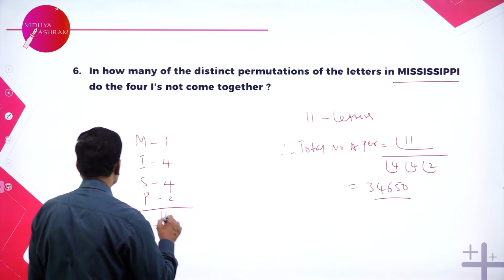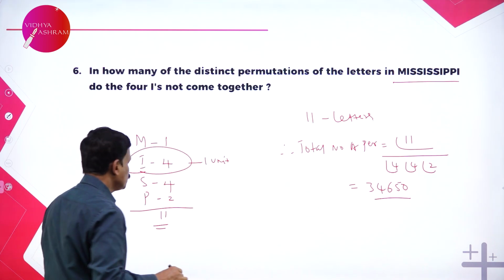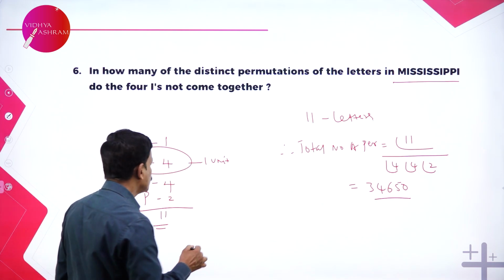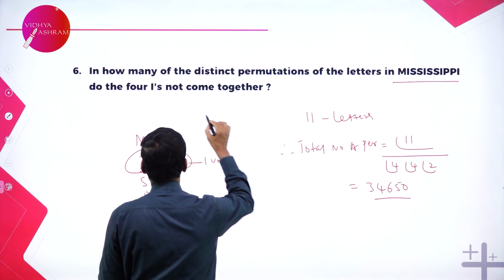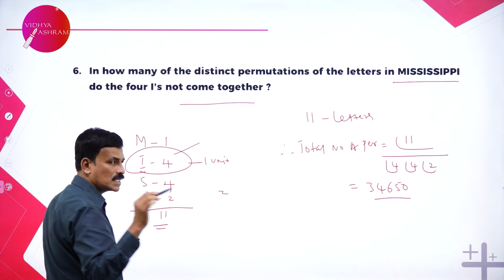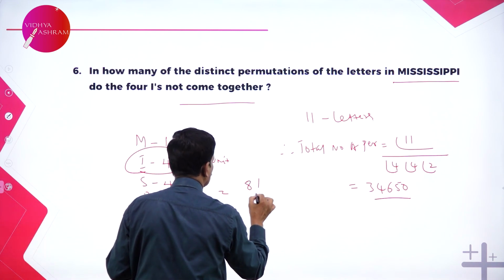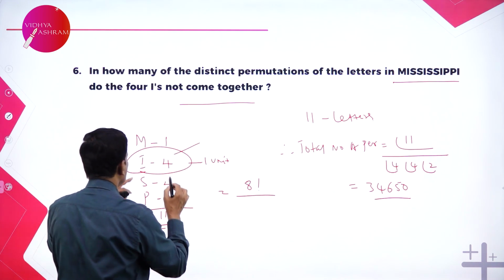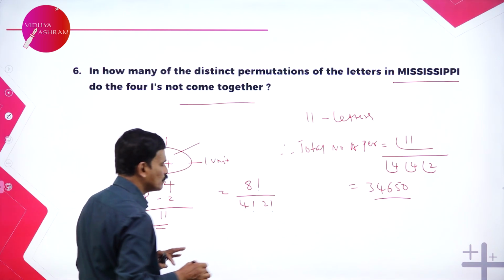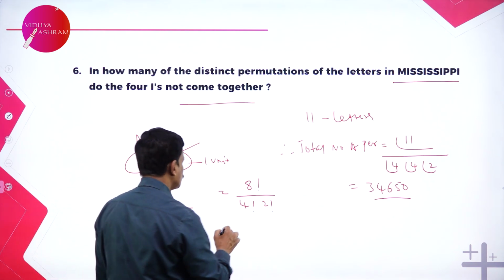Now let us consider all these I's as one unit. Then remaining, how many letters are there? 4 plus 2, 6 plus 1, 7 plus 1, 8 letters are there. So if we consider all the I's as one unit, then 8 factorial divided by the remaining. What are the remaining? 4 S and 2 P and 1 M. So the arrangement is equal to 8 factorial divided by 4 factorial into 2 factorial.